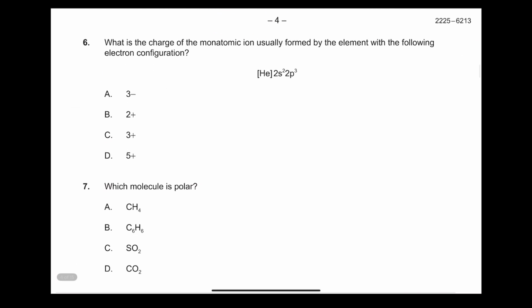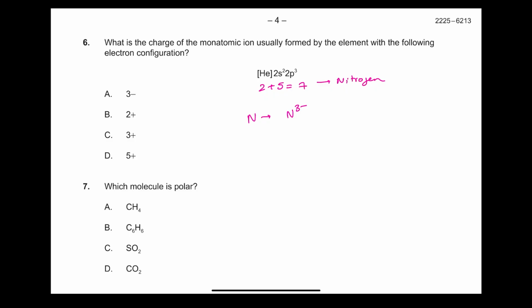Now the next part. What is the charge on the monoatomic ion usually formed by the element with the following electronic configuration? Here this element has 2 plus 5, 7 electrons. 7 electrons means the atomic number is 7, which is nitrogen. So nitrogen generally forms N3 minus ion.